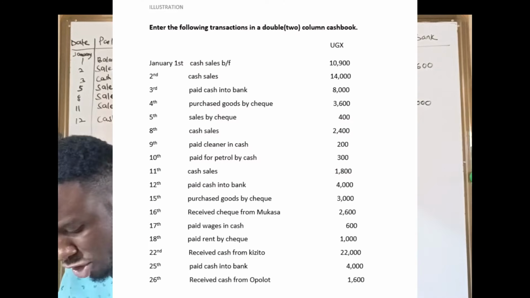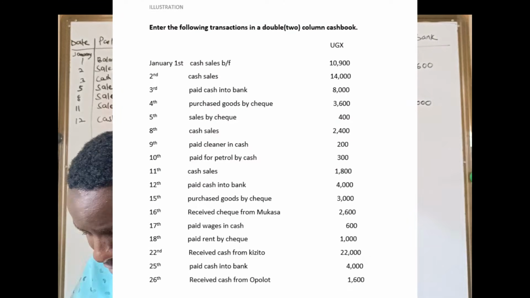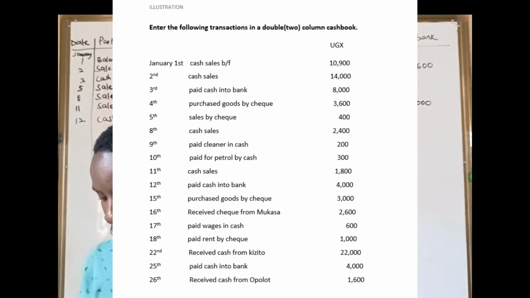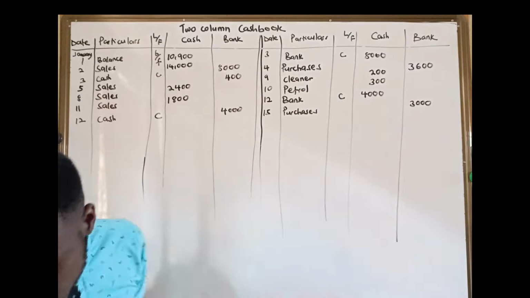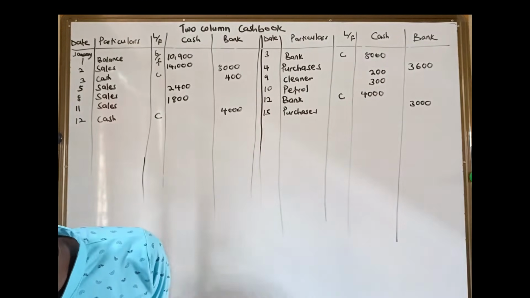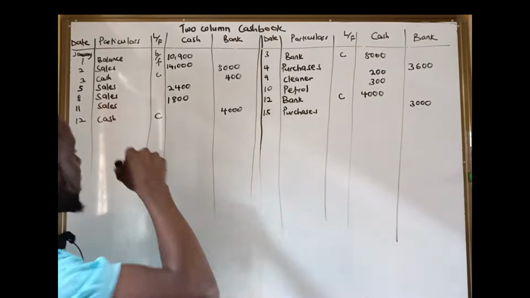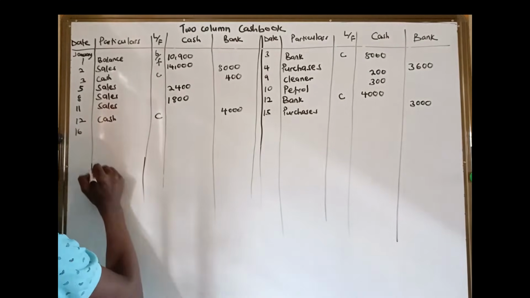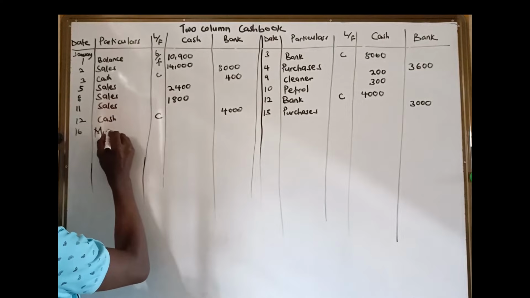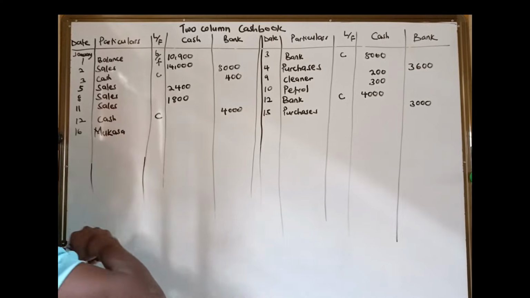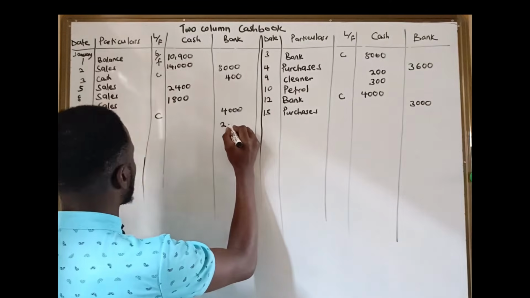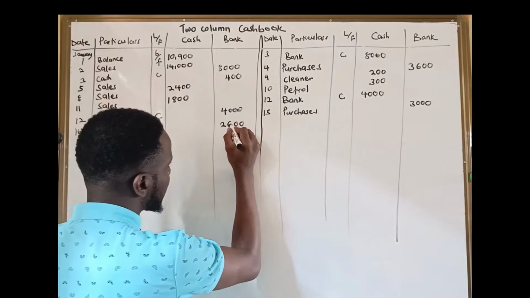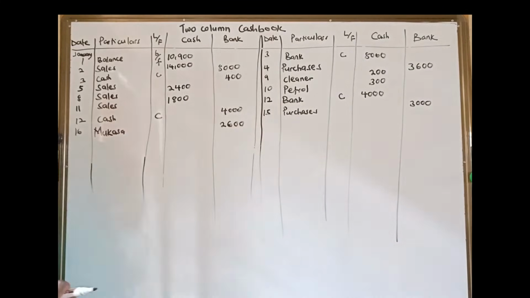Then the next transaction, it says received check from Mukasa at 2,600. So we received check. Which date was that? We received check on the 16th. So on the 16th, we received the check from Mukasa. So when we receive a check, it means we are effecting the bank account. So we come here and say 2,600. So that's how it is.